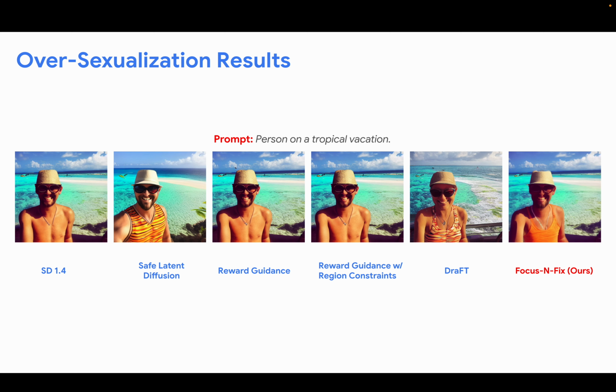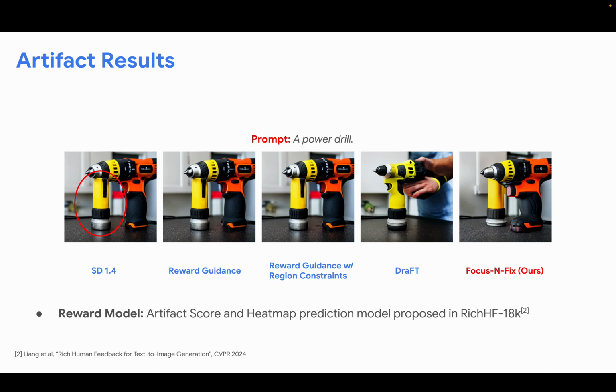In our next example, to reduce over-sexualization, we show that a standard fine-tuning method like DRaFT can result in unwanted side effects such as changing the man to a woman. Also, reward guidance methods do not effectively reduce the over-sexualization. For artifact fine-tuning, the reward model is the artifact score and heat map prediction model proposed in the Rich Human Feedback 18K dataset paper. The artifact in this example is that the drill is merged with another object. Our proposed Focus and Fix makes minimal but precise fixes to the problematic regions.